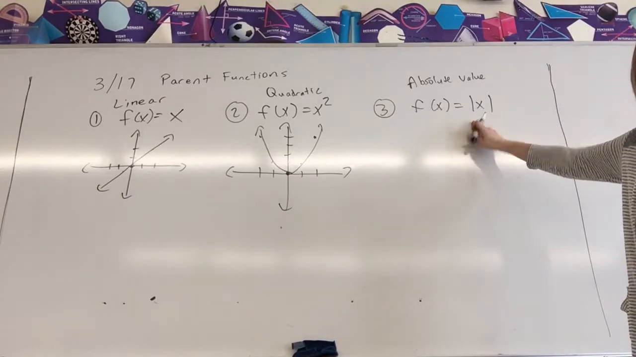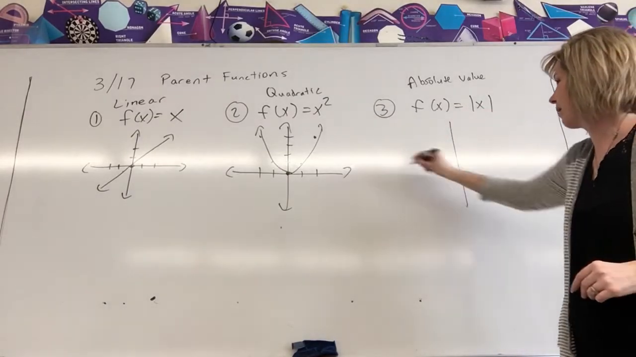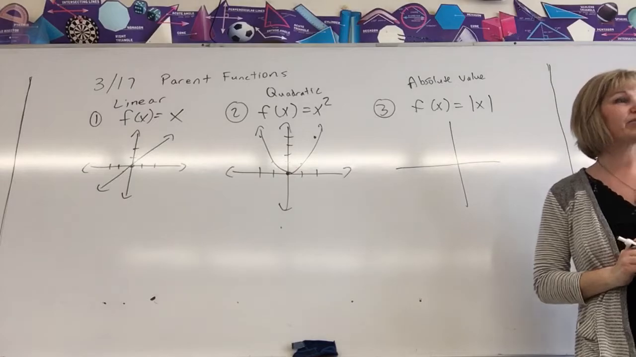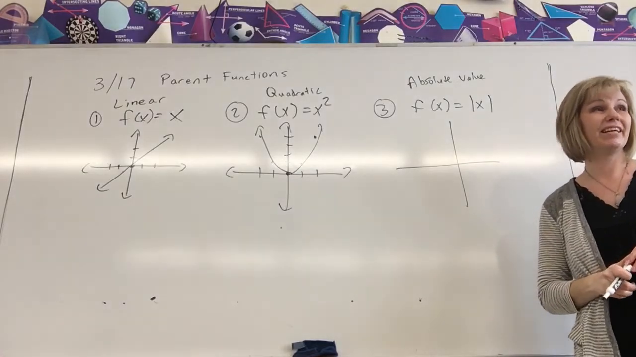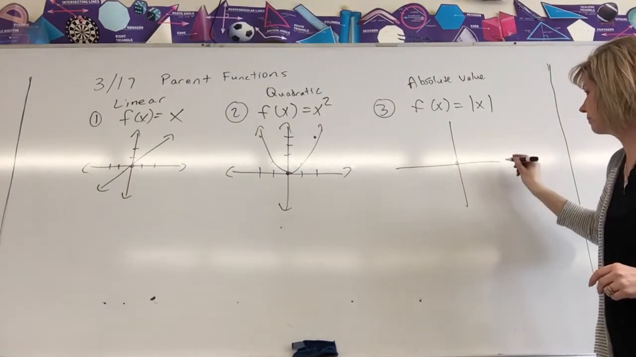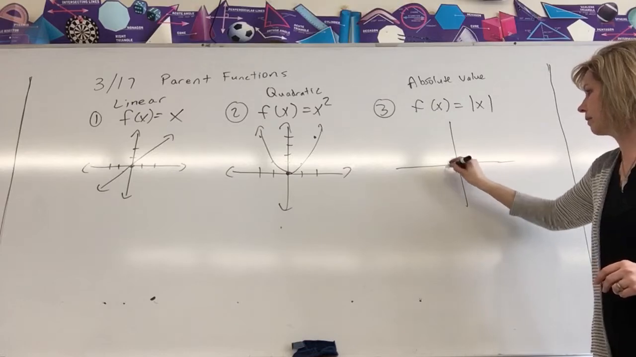All right, so again, 5 by 5 is enough for this. Where does this graph start out at? 0. The origin.